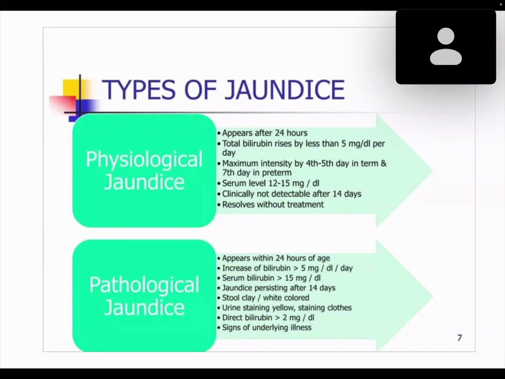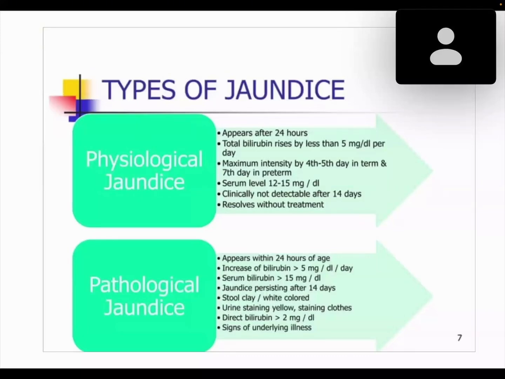However, for the pathological jaundice, which is the bad type of jaundice now, it usually appears within the first 24 hours. So immediately after birth, sometimes you start to notice the discoloration of the eyes and the jaundice. And you know that you're dealing with something of pathology. And the bilirubin also increases by 5 milligram per dL per day. And usually the serum level is greater than 15 milligram per dL, unlike physiological jaundice, which is usually within that range.